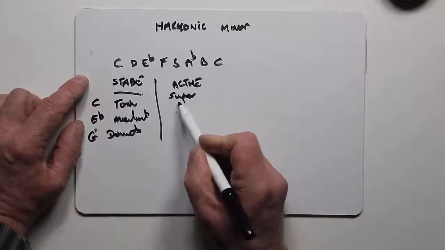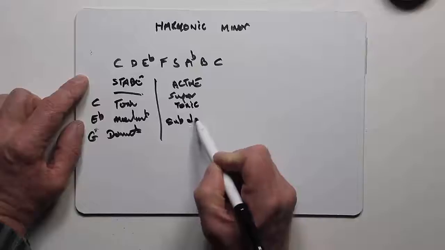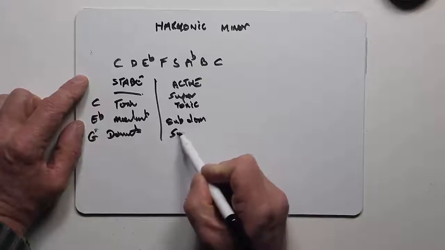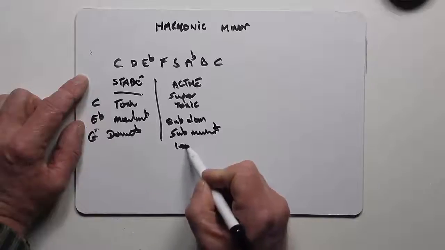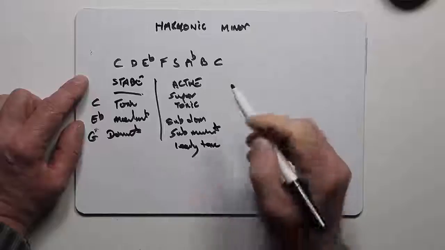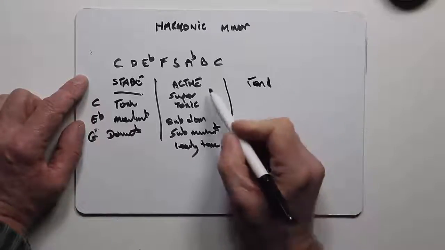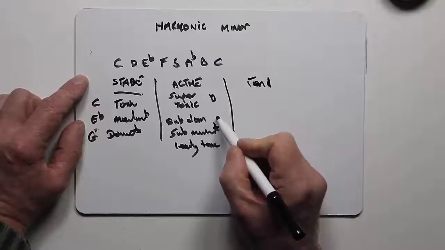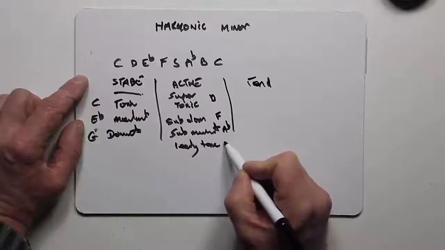The active tones are supertonic, subdominant, submediant, and leading tone. Okay, and in this example that would be D, F, A flat, and B.